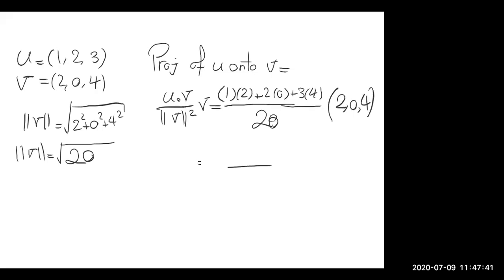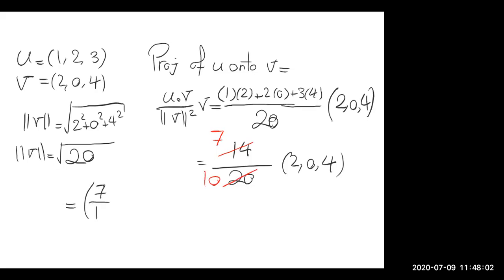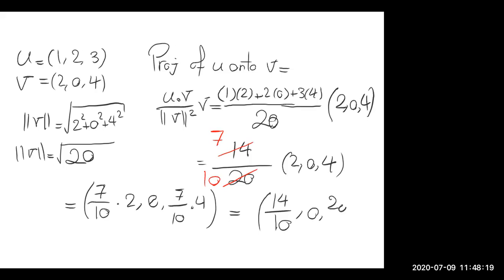Okay, what do we get? 2 times 1 is 2, 3 times 4 is 12. It would be 14 over 20 times 2, 0, 4. We can simplify this. 14 over 20 is the same as 7 over 10. So it would be 7 over 10 times 2, 7 over 10 times 0, which is 0, 7 over 10 times 4. We should multiply the components by this number. We would get 14 over 10, 0, 28 over 10. That would be the answer.